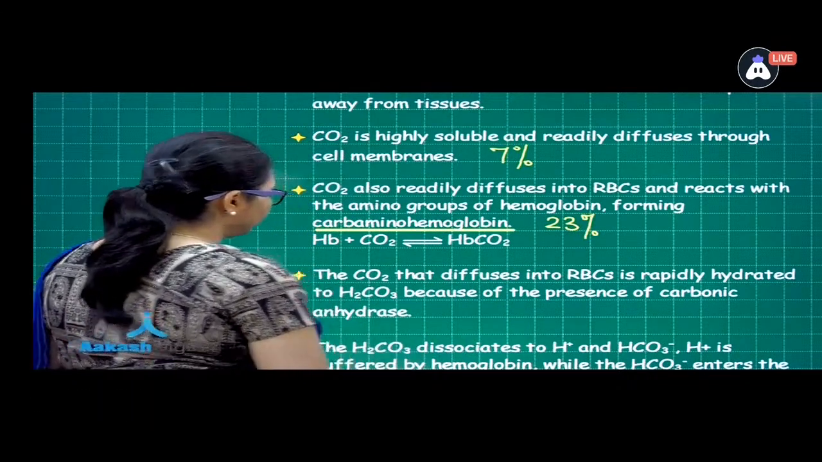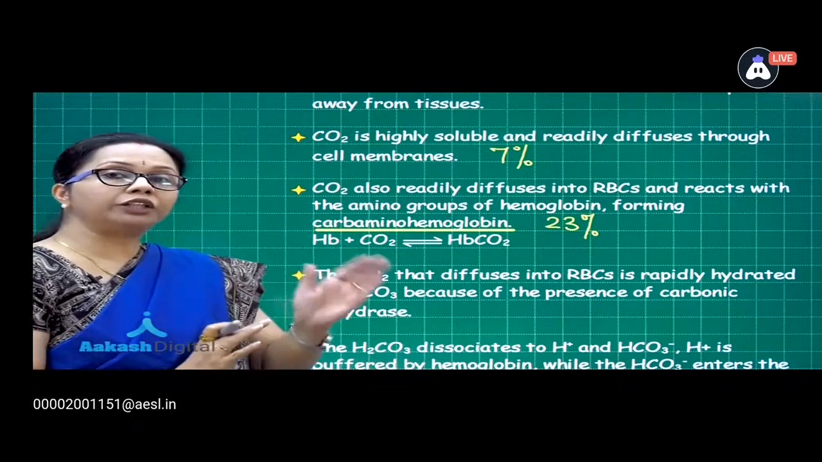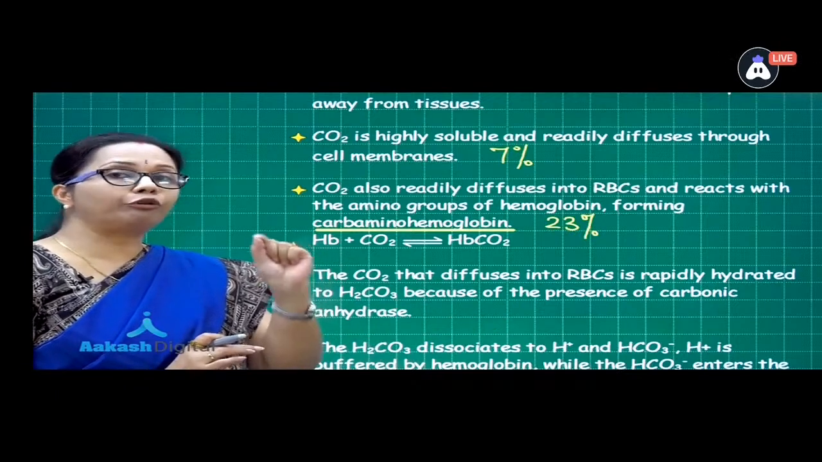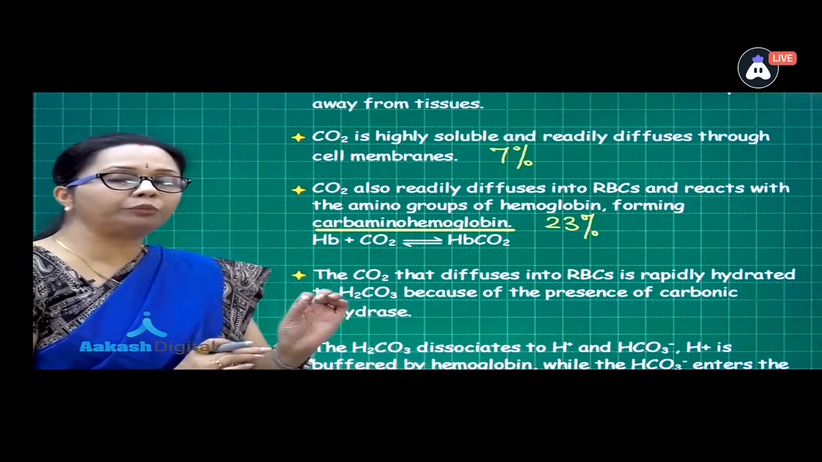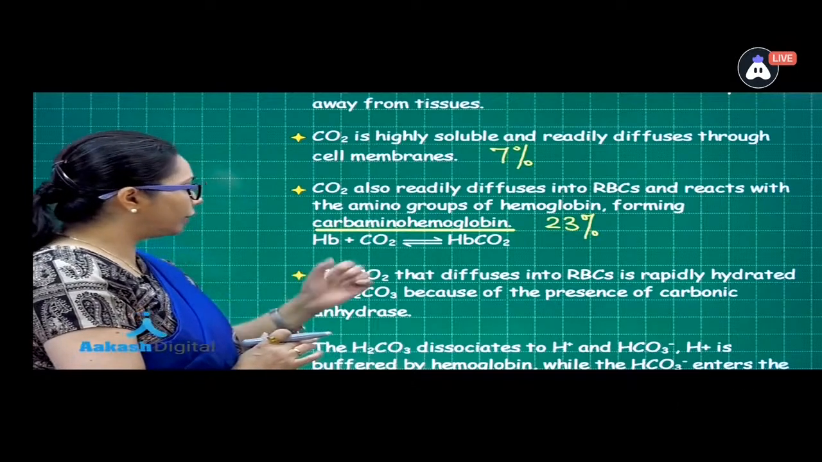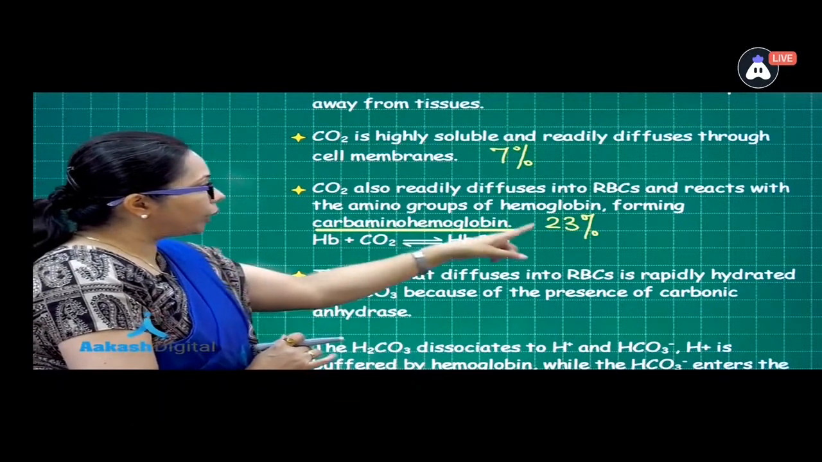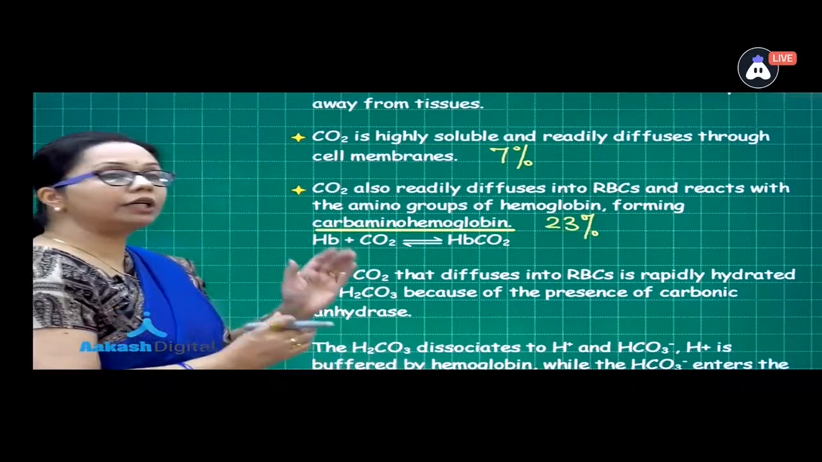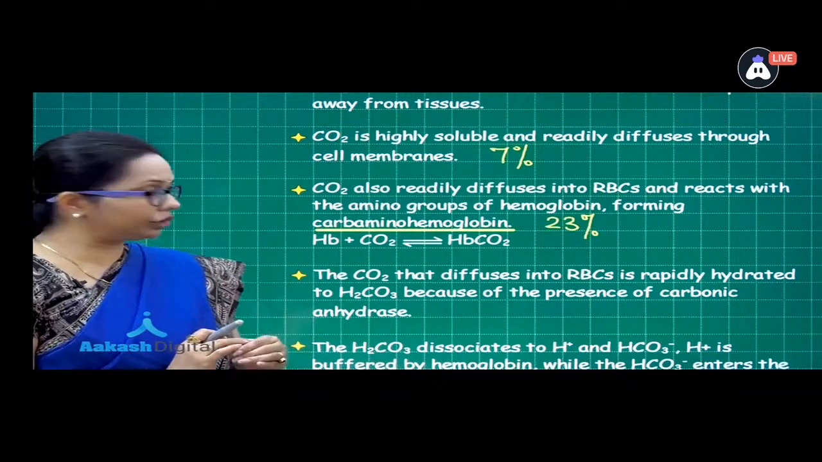Now, we have to again remember that when oxygen binds with hemoglobin, it is not with the globin chain but with iron porphyrin. But carbon dioxide is combining with the globin part, that is the protein part, with the amino group, and that's why that compound is called carbaminohemoglobin, which can be simply written in this manner. So 23 plus 7, that would be 30%. The remaining 70%, that is the major amount of carbon dioxide, is transported in the form of bicarbonates.